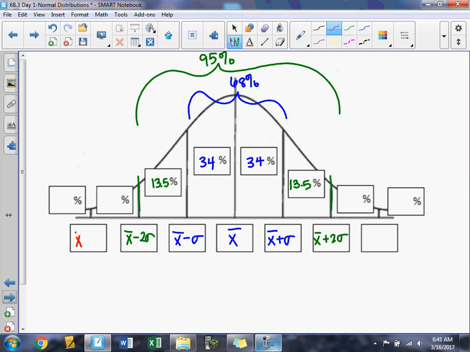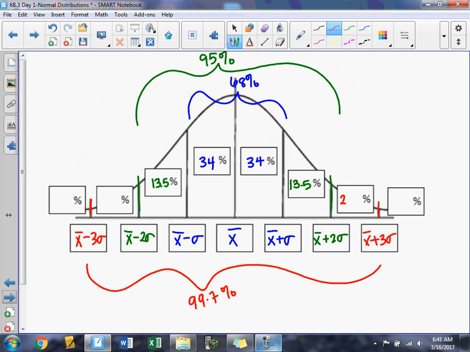If we subtract 3 standard deviations, or add 3 standard deviations to the mean, little small lines on each end, so that is the majority of the data. So that is 99.7%. Again, if you subtract off the 95 and divide by 2, you're going to get 2.35% for each of those. So then, each half would be 50%. So 34, 13.5, 2.35, you subtract that from 50%, you get 0.15%.